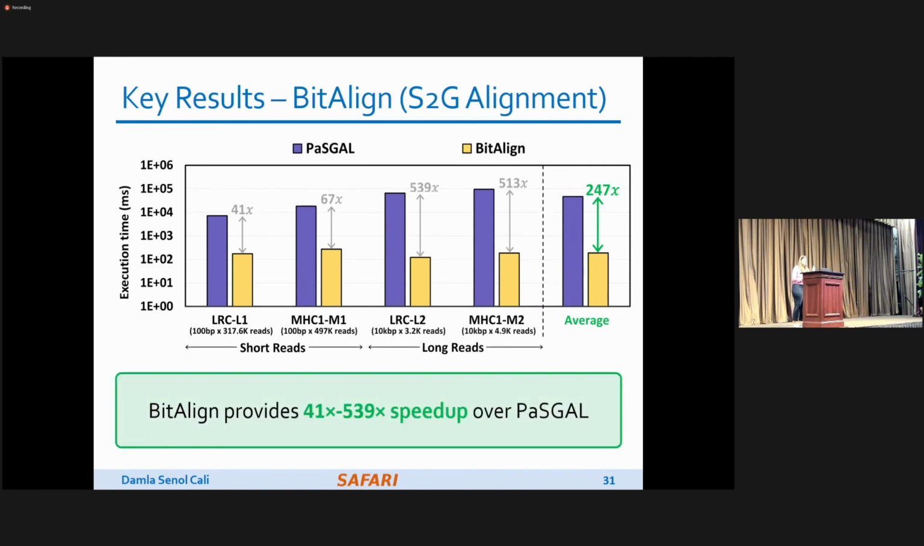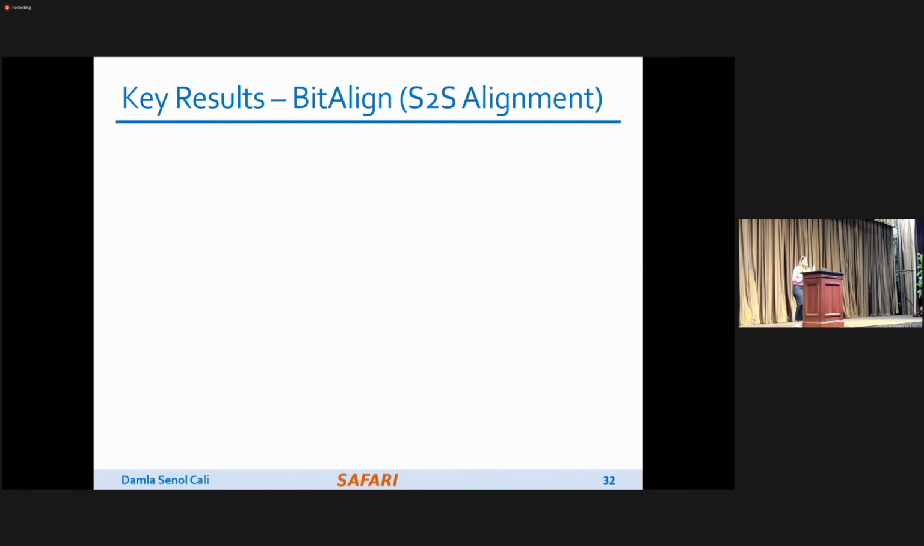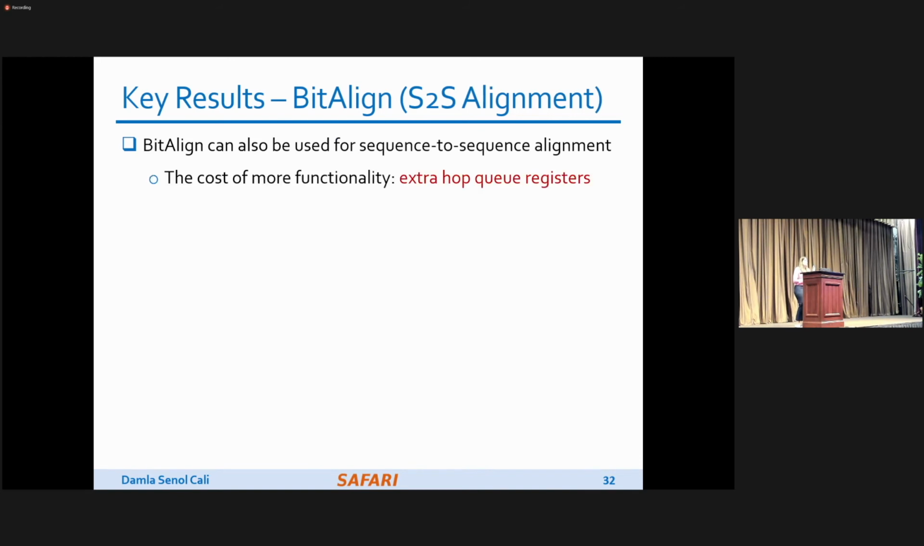And we find that depending on various data sets, as you can see here, BitAlign provides between 4 times to more than 500 times speed up over PASTA. And as we said, BitAlign can also be used for sequence-to-sequence alignment, but the cost of more functionality is extra HopQ registers in order to support sequence-to-graph alignment as well, but we don't sacrifice any performance for either use case.